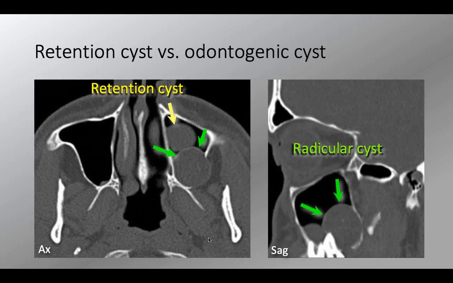And also look carefully if you see retention cyst. It's very common, in 10 to 30% of all CT examinations. But if you see a sclerotic border, it's no longer a simple retention cyst, it's a radicular cyst, or it can be an odontogenic tumor. So this you should report on.